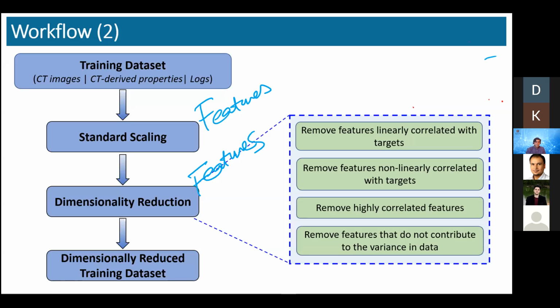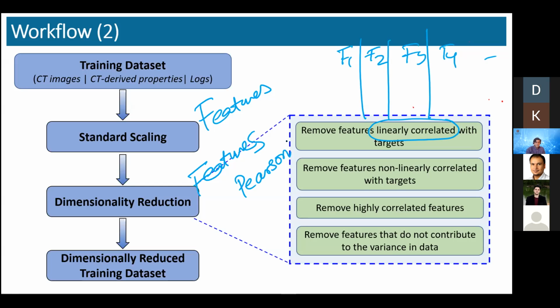When I perform dimensionality reduction, let's say I have feature 1, feature 2, feature 3, feature 4. This is done after scaling. The first thing I look for is whether there is a strong linear correlation between feature 1 and feature 2, between feature 2 and feature 3, and so on. That's what I look for, linear correlation. For this, I need to look at Pearson's correlation. This is one way of looking at linear correlation between features.